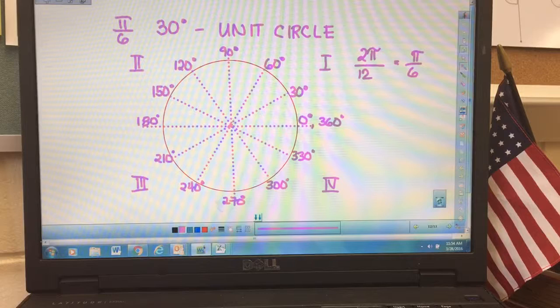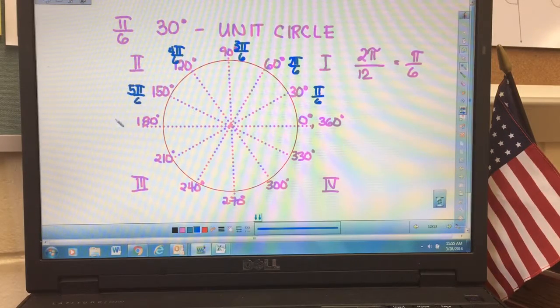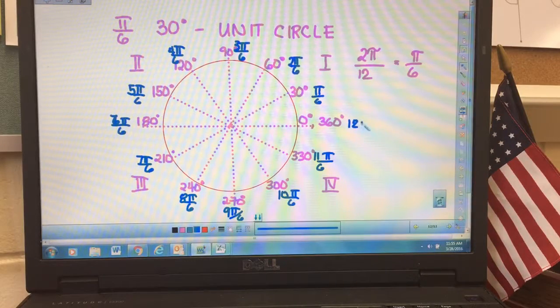So I want you to follow what I'm going to do next, which is very easy. All I want to do is just count the slices. Okay, so you go like pi over 6 over here. This is 2 pi over 6, 3 pi over 6, 4 pi over 6, 5 pi over 6, 6 pi over 6, 7 pi over 6, 8 pi over 6, 9 pi over 6, this is 10 pi over 6, 11 pi over 6, and the last one will be the 12 pi over 6.